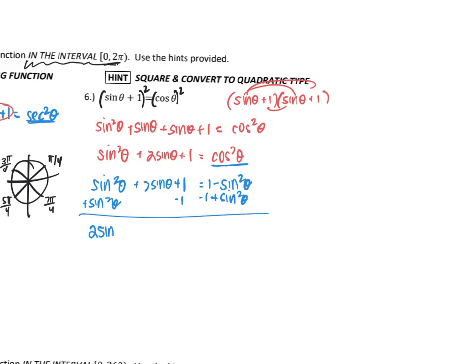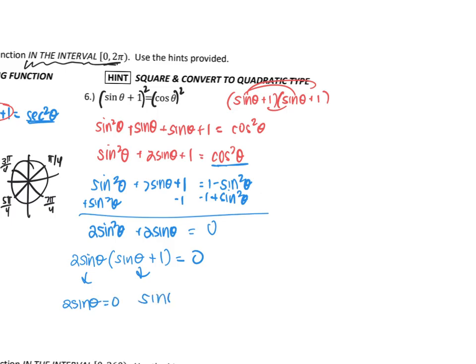We get 2 sine squared theta plus 2 sine theta plus 1 minus 1 is 0. Okay, and then I can factor out a GCF. 2 sine theta is in both of these, and we're left with sine theta plus 1. And then set both of those equal to 0 and solve for theta.